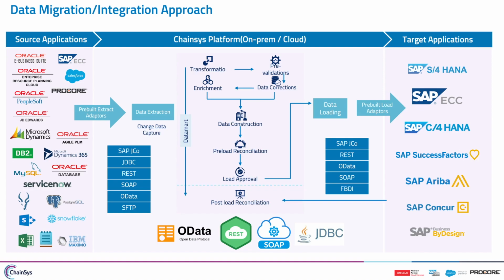Once it is approved, the data can be loaded into the target application. For the data loading, we have pre-built load adapters. When we go for S/4HANA, we have load adapters available for all the standard objects: procure to pay, order to cash, make to stock, make to order, for all the business cycles. These are some of the target applications where we can load the data, specific to SAP: S/4HANA, ECC, C/4HANA, SuccessFactors, Ariba, Concur. Regardless of whether it's on-prem or cloud, we should be able to load the data.